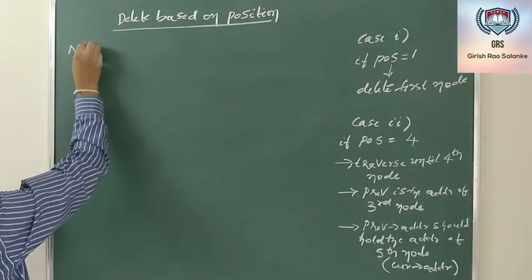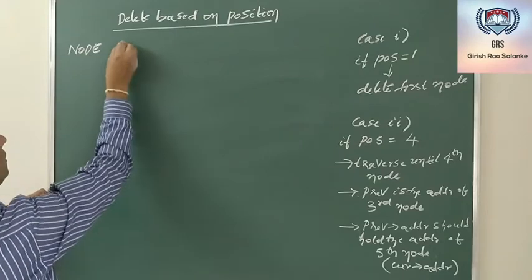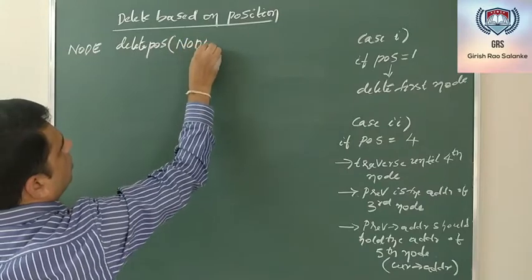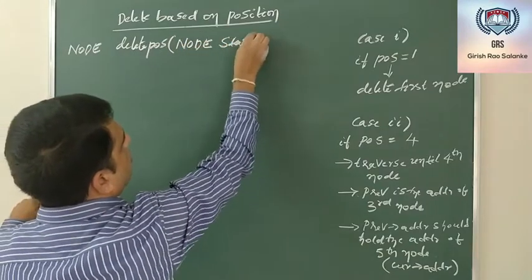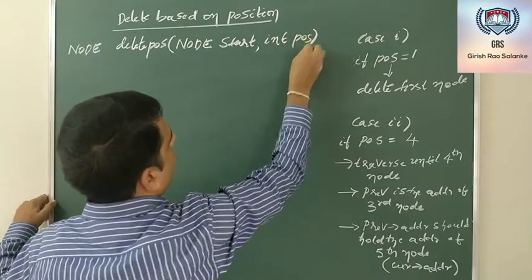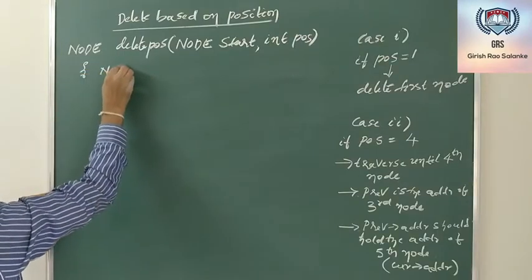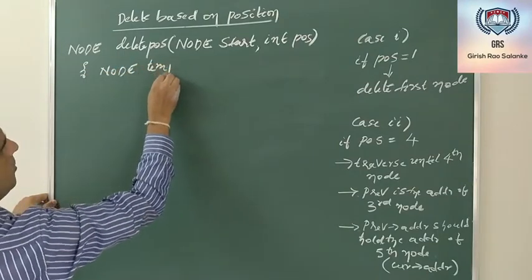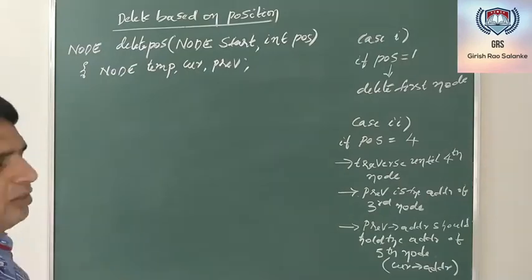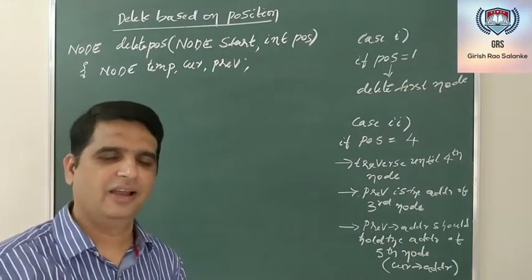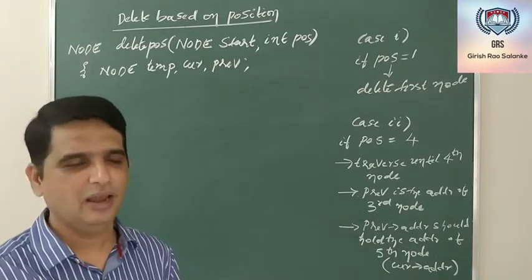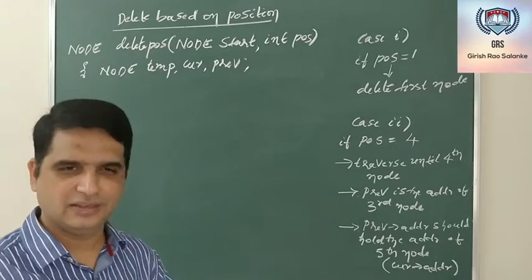Function: return type as node, function name delete position, argument to the function node start, and the second argument is the position. We may use variables of the data type node as temp, current and previous. Even here we are not going to check whether the list is empty, since then we can't perform the deletion operation. If you want, you can have that statement: if start is equal to null, the list is empty, and then you can return start or return null.